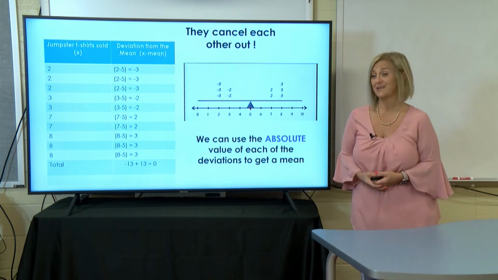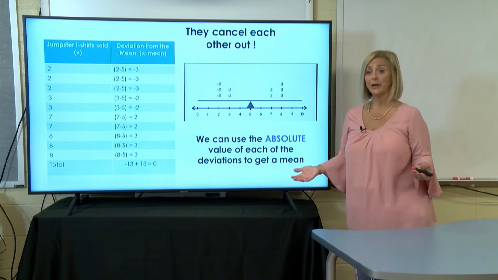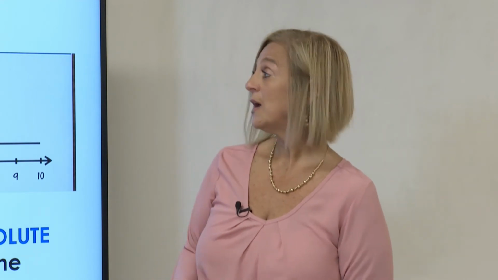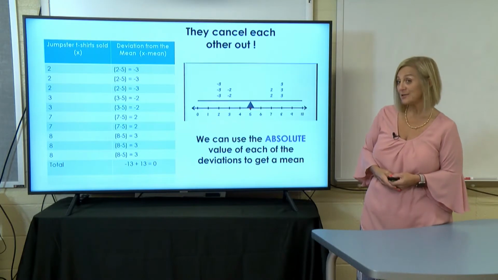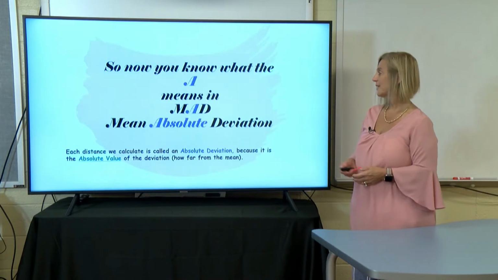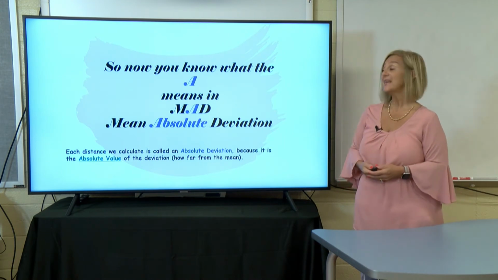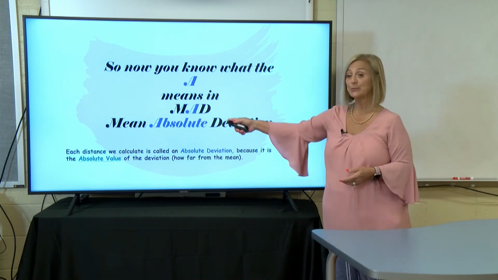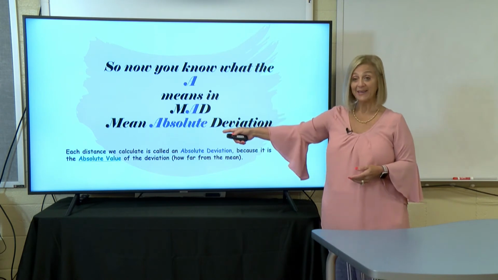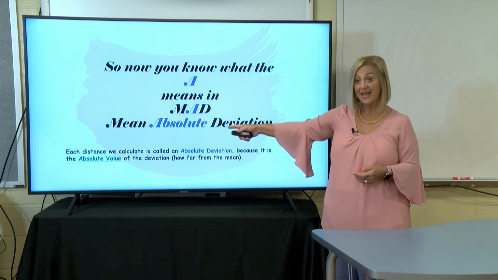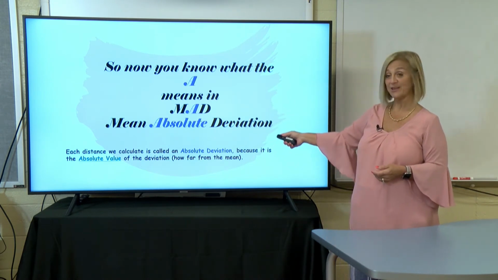Well, that does us no good because we still can't declare a winner of the T-shirt sale contest. So we are going to have to use the absolute value of the deviation from the mean. The absolute value. Now you know what the A in MAD means. The A stands for absolute. MAD stands for mean absolute deviation.